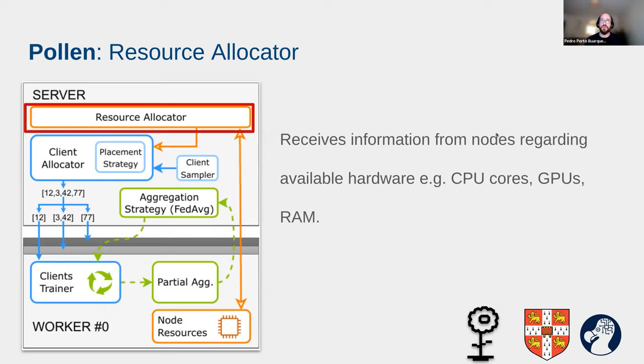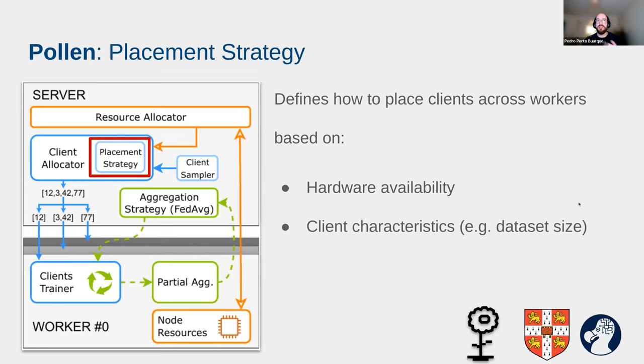So going to the resource allocator, as I said, it is important for this process for us to know what kind of hardware we have, especially when we have different kinds of hardware. So we have this concept of resource allocator, and a node resource module that will communicate the number of CPU cores and the number of GPUs that are available in each node to the server, so that the server can make a decision on which hardware is faster, which hardware is slower, and so forth.